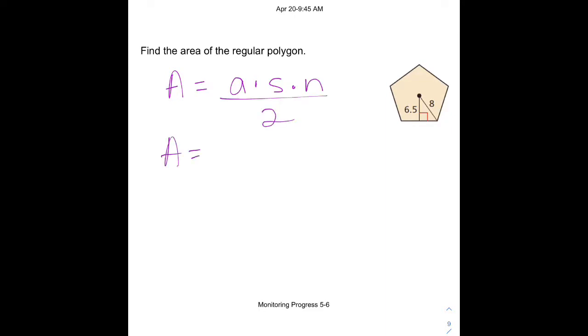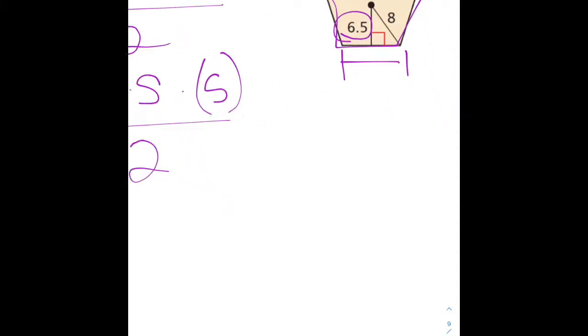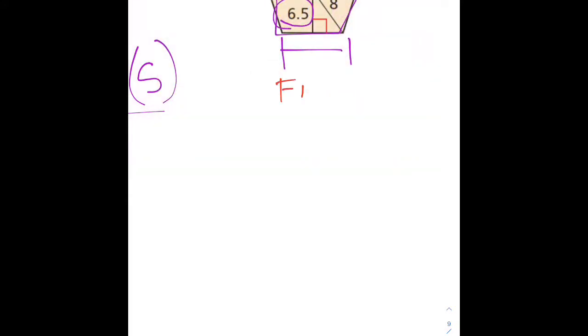In this problem, they were nice. 6.5 is the apothem. What they did not give you was a side length. They do give you the number of sides because you can count. I have 1, 2, 3, 4, 5 sides, and we divide by 2. So in this problem, what do we have to do? We have to find a side length.